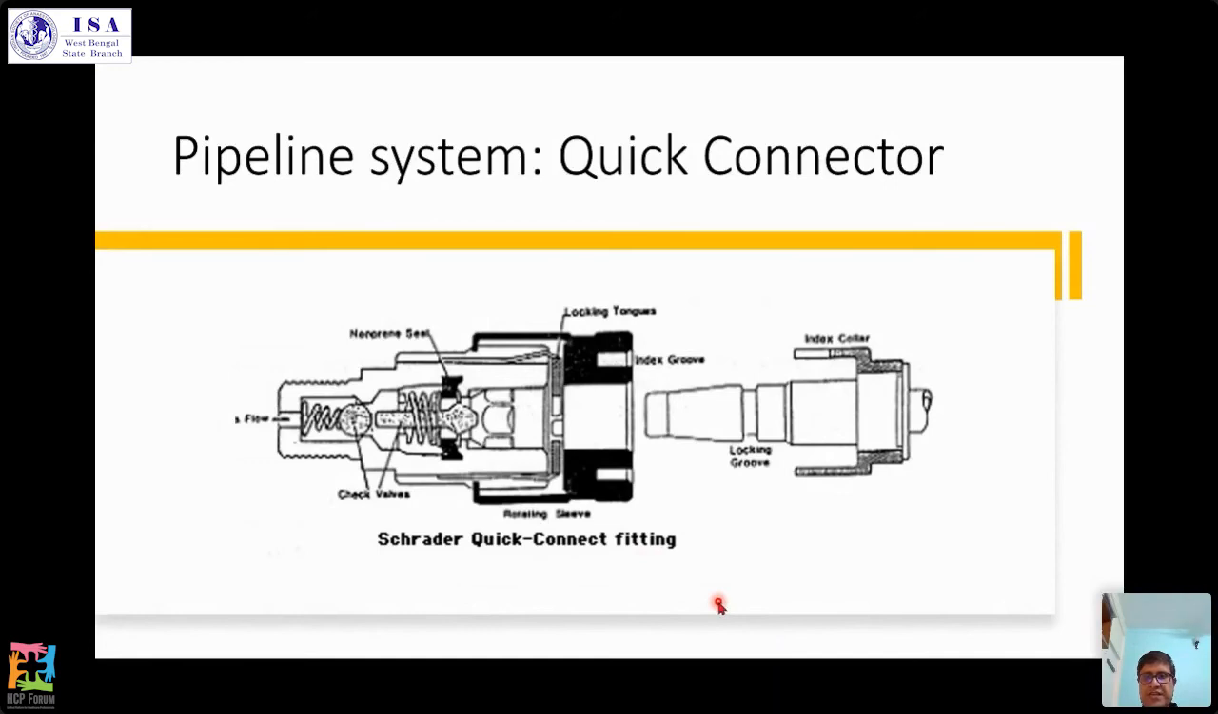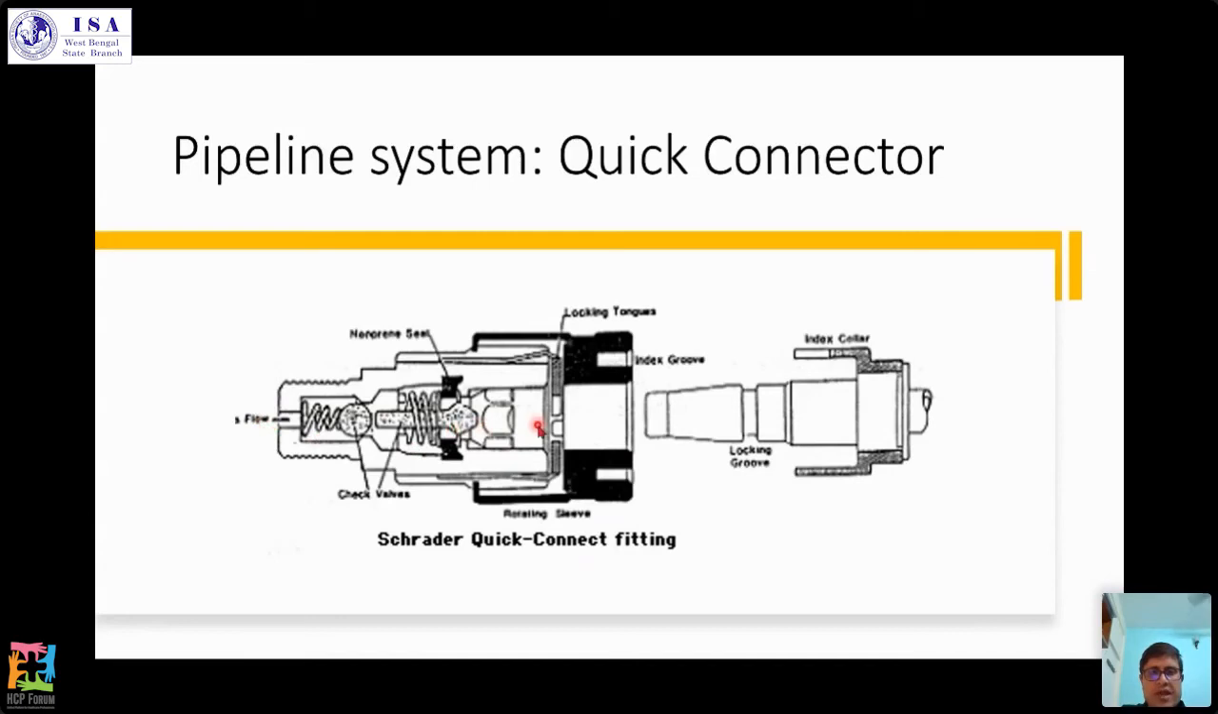This is a diagram of a Schrader quick fitting connector. Here is the connector, and here is the pipe that will connect to this. This is the assembly, which may be connected to the wall or may be a hanging pendant or some such. You can see there are two sorts of valves here. So it goes in, it pushes this back, so it opens this seat. This also pushes this back, so this also opens this valve. So there are two check valves here.